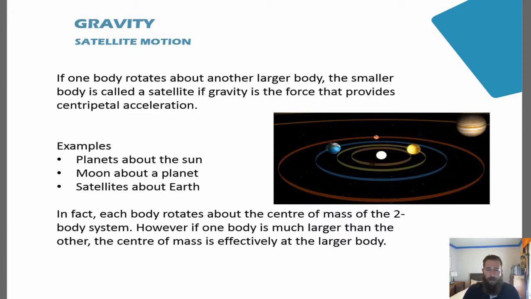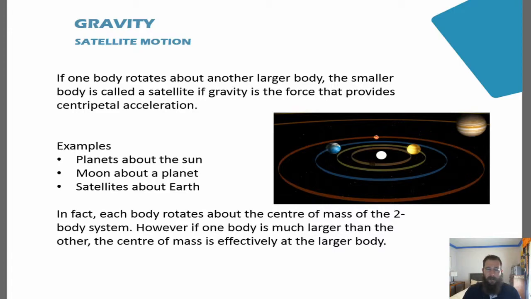Now when we add motion to that and look at the biggest scale, we can talk about satellite motion. So the definition of a satellite is an object that orbits another body. The smaller body is called the satellite if gravity is the force that provides the centripetal acceleration. An example of a satellite would be a planet around the Sun, a moon around a planet, or man-made satellites around the Earth. Due to the gravitational force acting on both, the objects orbit around each other.